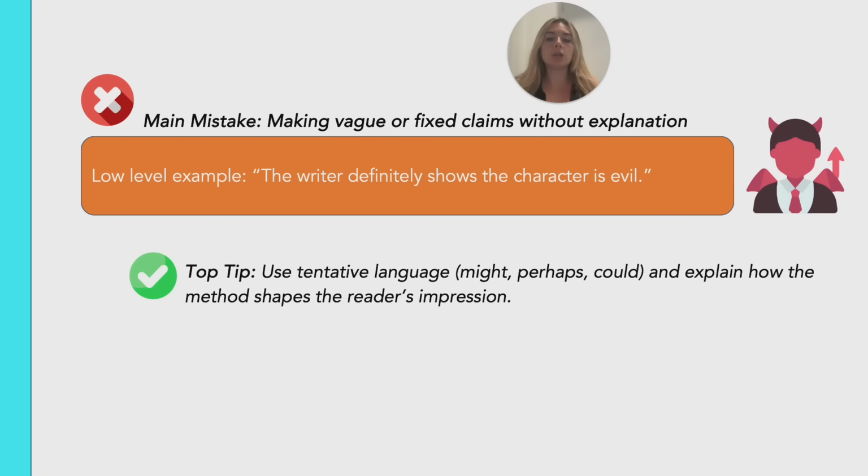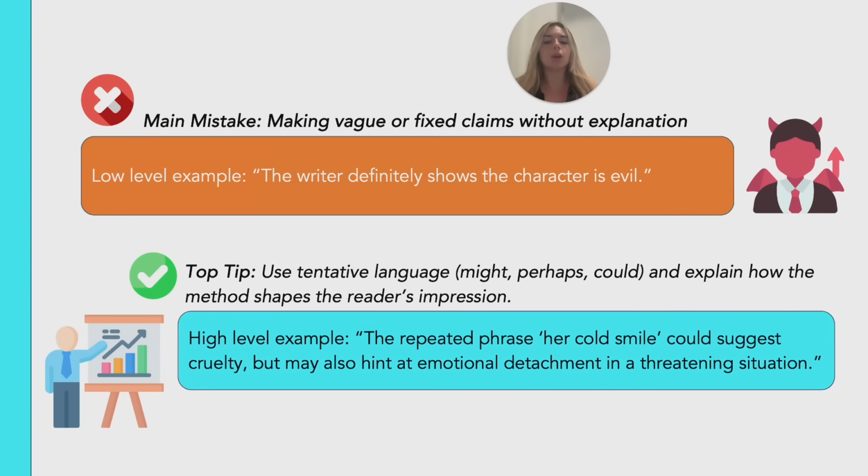So what we want to do is use the tentative language and explain how the method shapes the reader's impression. So think about what it might, perhaps, could show, and how that overall links to the reader. So a high-level example would be, the repeated phrase, her cold smile, could suggest cruelty, but may also hint at emotional detachment in a threatening situation.